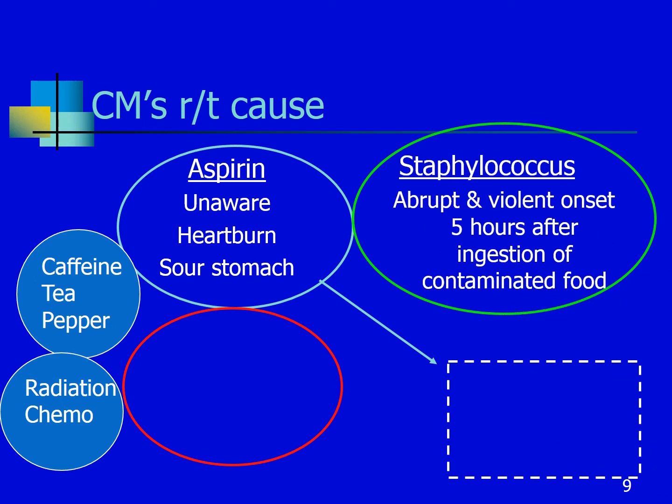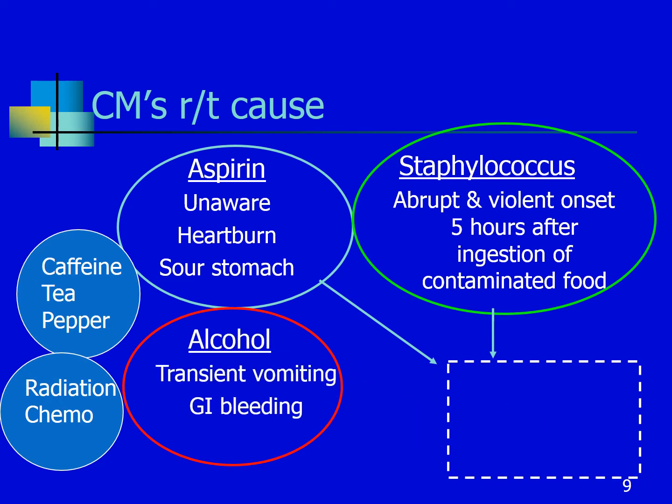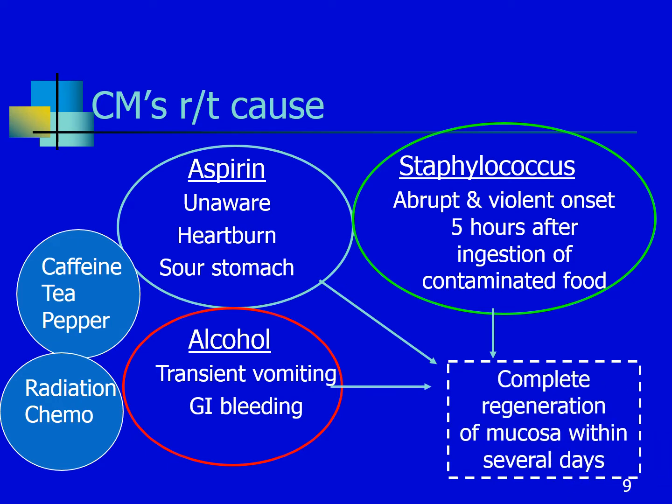Or Staph, an abrupt or violent onset, usually 5 hours after ingestion of some type of contaminated food, Staphylococcus aureus. That too can usually regenerate. All right, alcohol, transient vomiting, and GI bleed. So the body has the ability to regenerate, right? Caffeine, tea, pepper, radiation, and chemotherapy. All of this can cause acute gastritis.